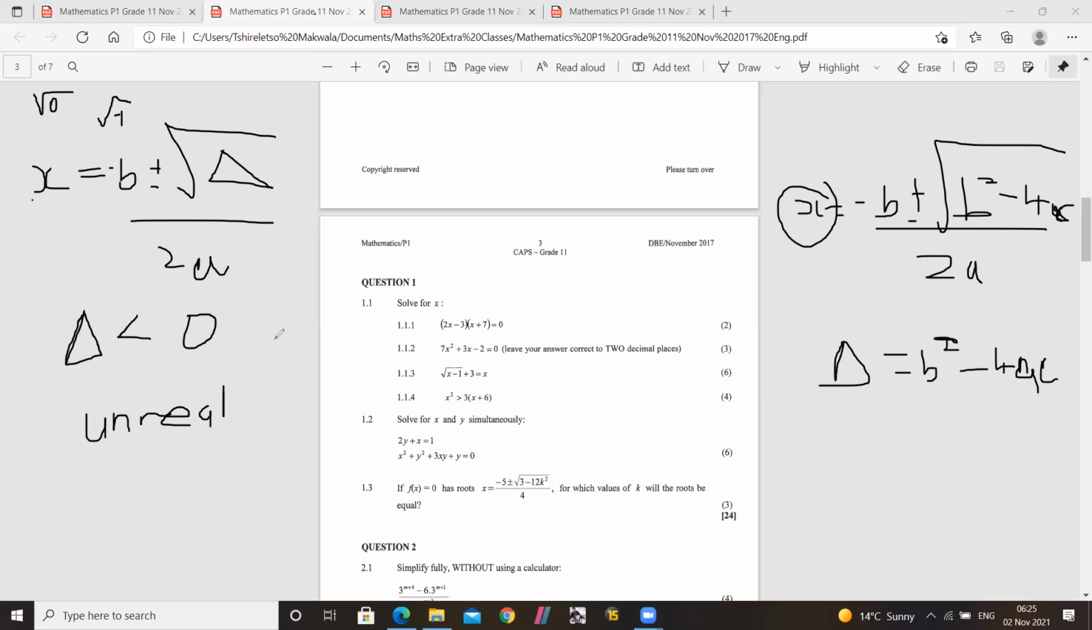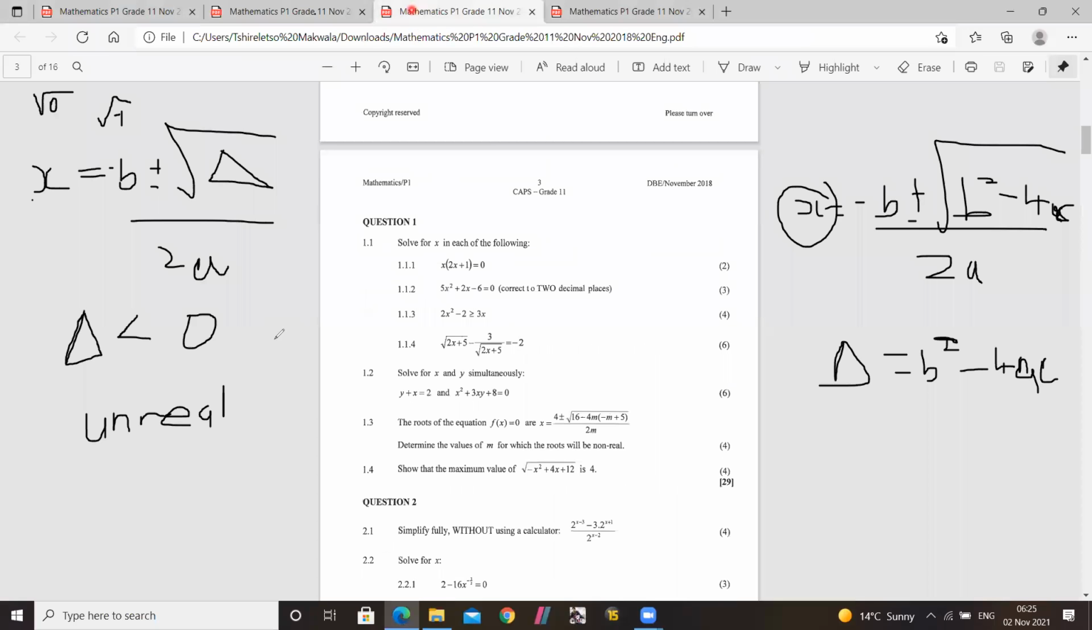So let's go to 18. Determine the values of m for which the roots will be non-real. So whatever is in the bracket is delta. And we say for roots to be non-real, this thing must be what? Less than 0. So for this thing to give you non-real roots, delta must be less than 0.